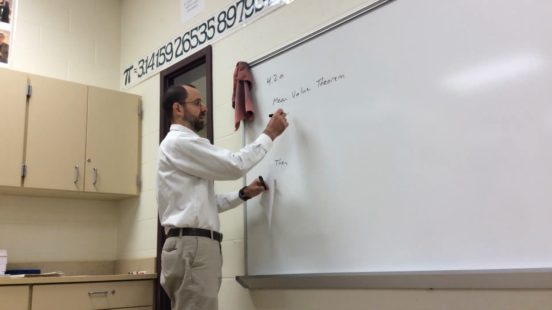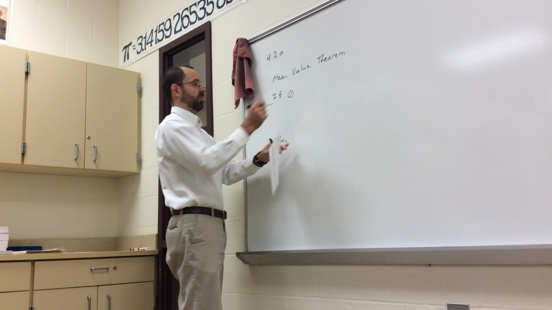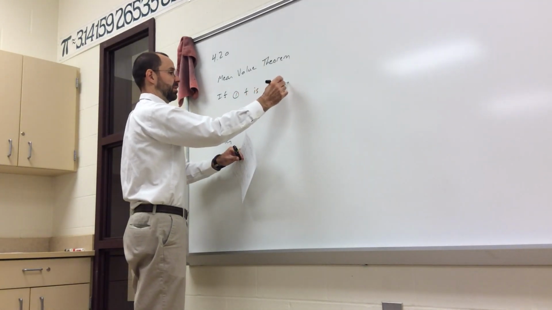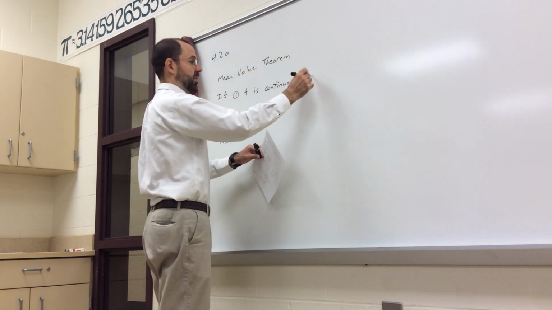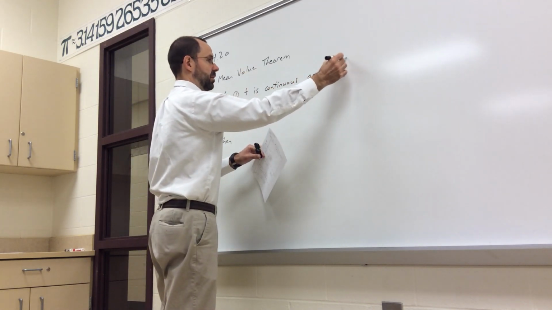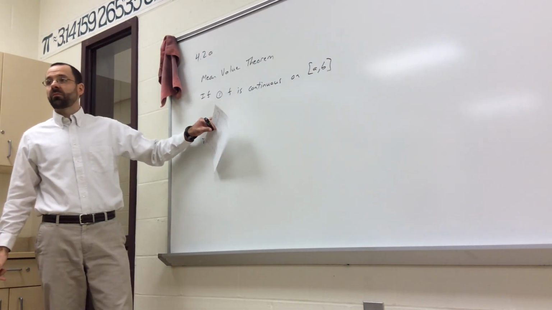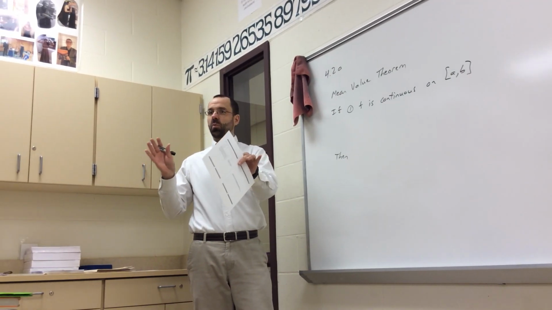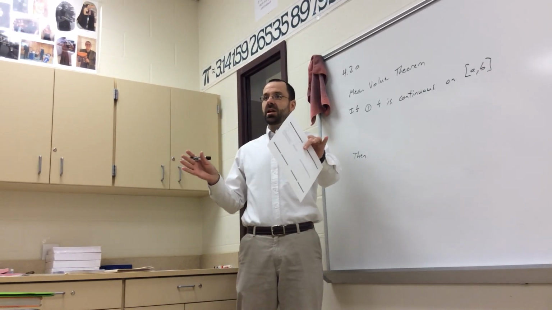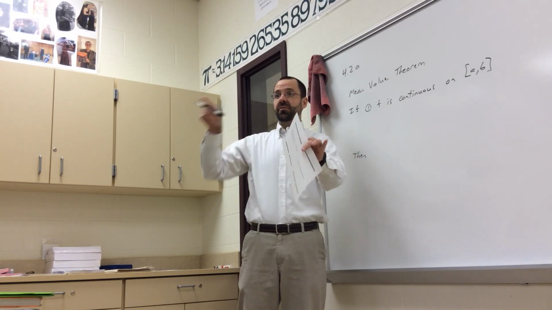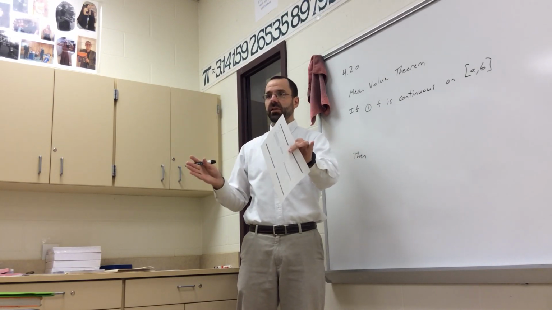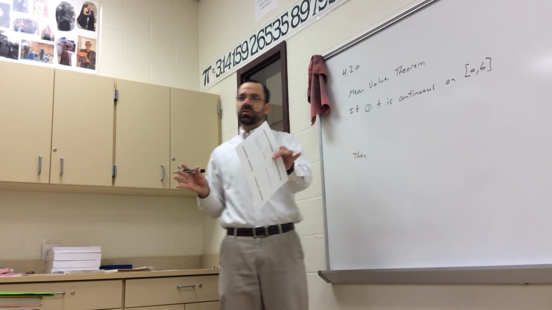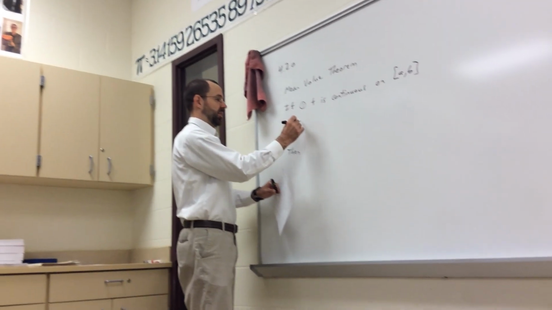All right, so the two requirements for the mean value theorem are, number one, f needs to be continuous on the interval a, b. So maybe A is 1 and B is 7. And that means that it's a nice connected graph between 1 and 7. It could be discontinuous in other places, but at least on that interval, it's going to be continuous.